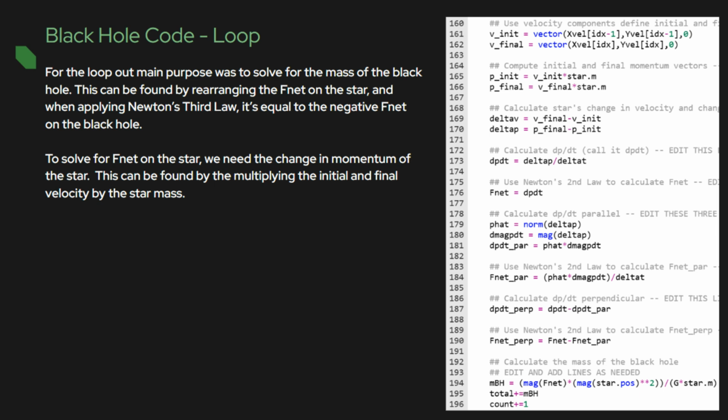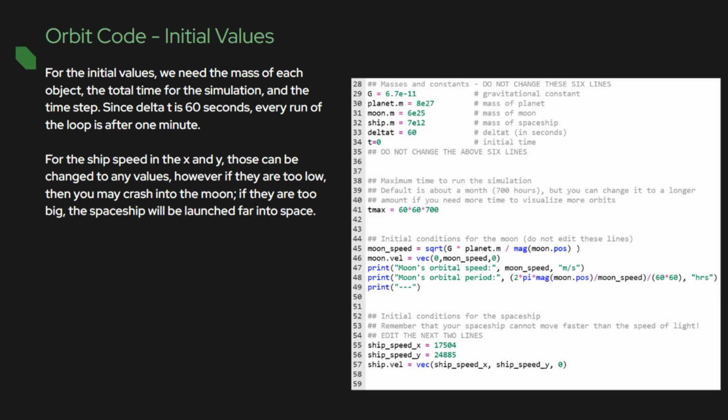Black hole code, loop. For the loop, our main purpose was to solve for the mass of the black hole. This can be found by rearranging the F-net on the star, which, due to the third law, is equal to the negative F-net on the black hole. To get the F-net on the star, we simply need the change in momentum of the star due to Newton's second law, and this can be found by multiplying the initial and final velocity by the mass and finding the difference.